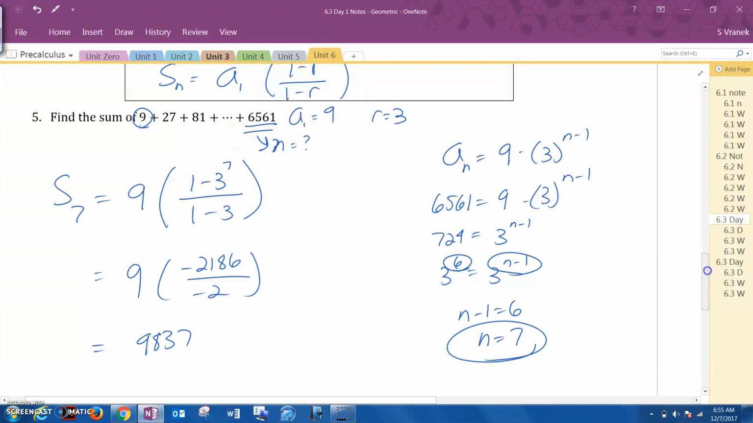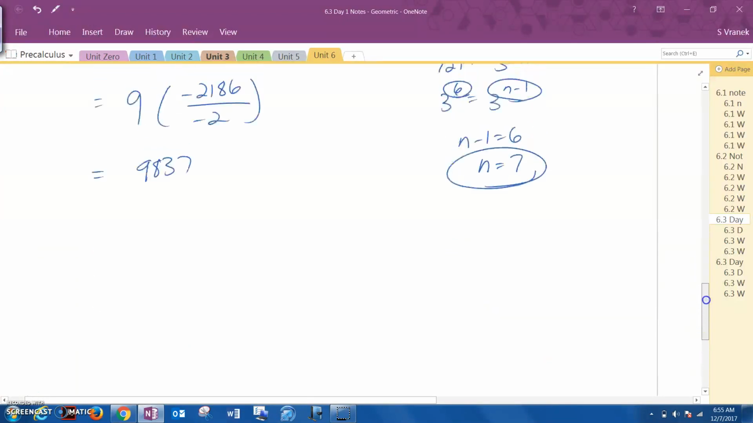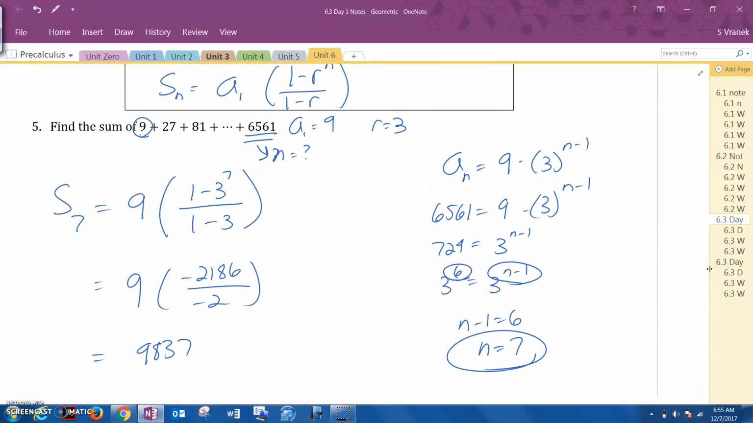Alright, so that is how you do geometric sequences and series. Tomorrow we're going to look at converging and diverging infinite sums. And that'll be it for sequences and series.